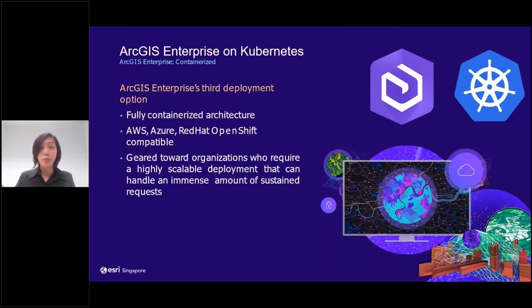It is the third deployment option that is available for those who are adopting a containerized architecture for the deployment of their apps. It is compatible with both AWS and Azure, as well as the open source Red Hat OpenShift. It is best suited for organizations with large systems experiencing high amounts of requests and thus requiring a highly scalable and resource-efficient deployment option.